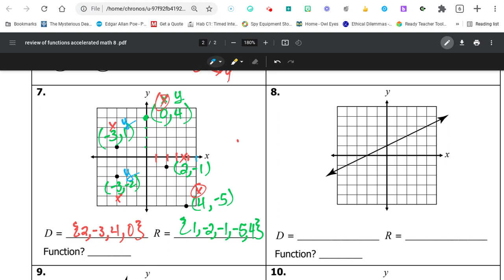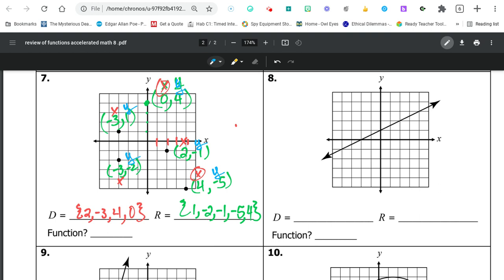Here is a y of negative 1. There's a y of negative 5. And there's a y of 4 right there. You can just do it that way. Label the points if it's easier for you instead of doing it the way I originally did it, okay?